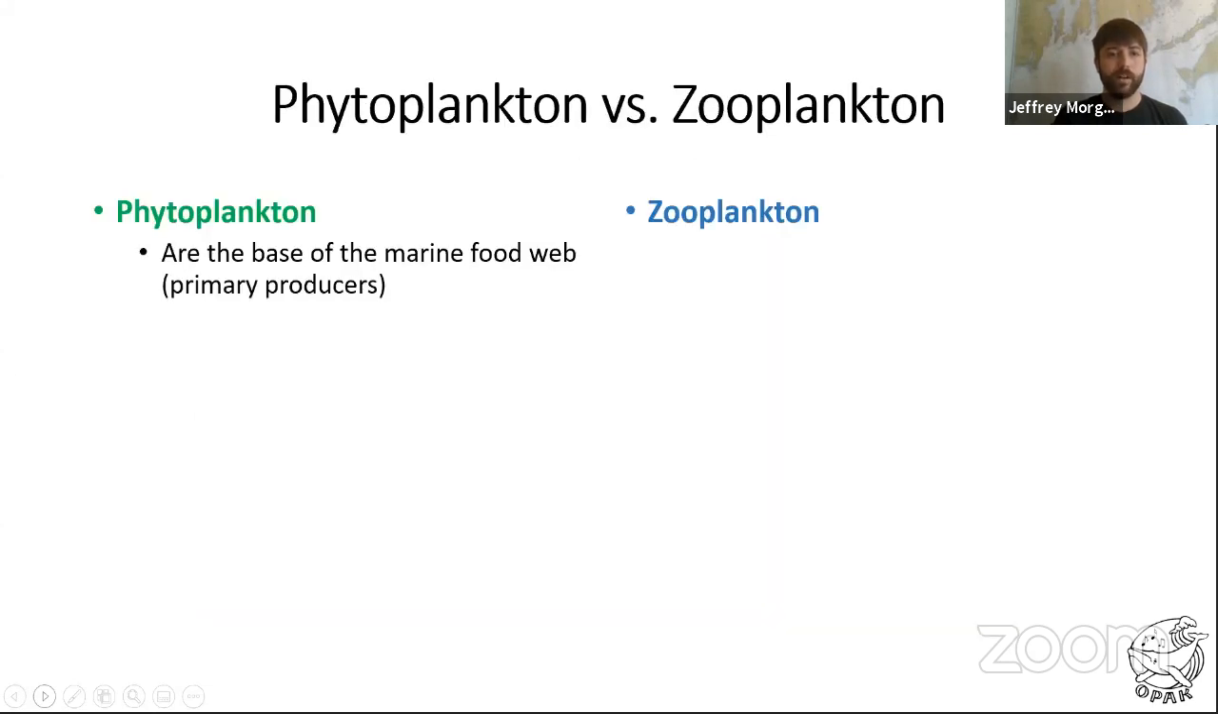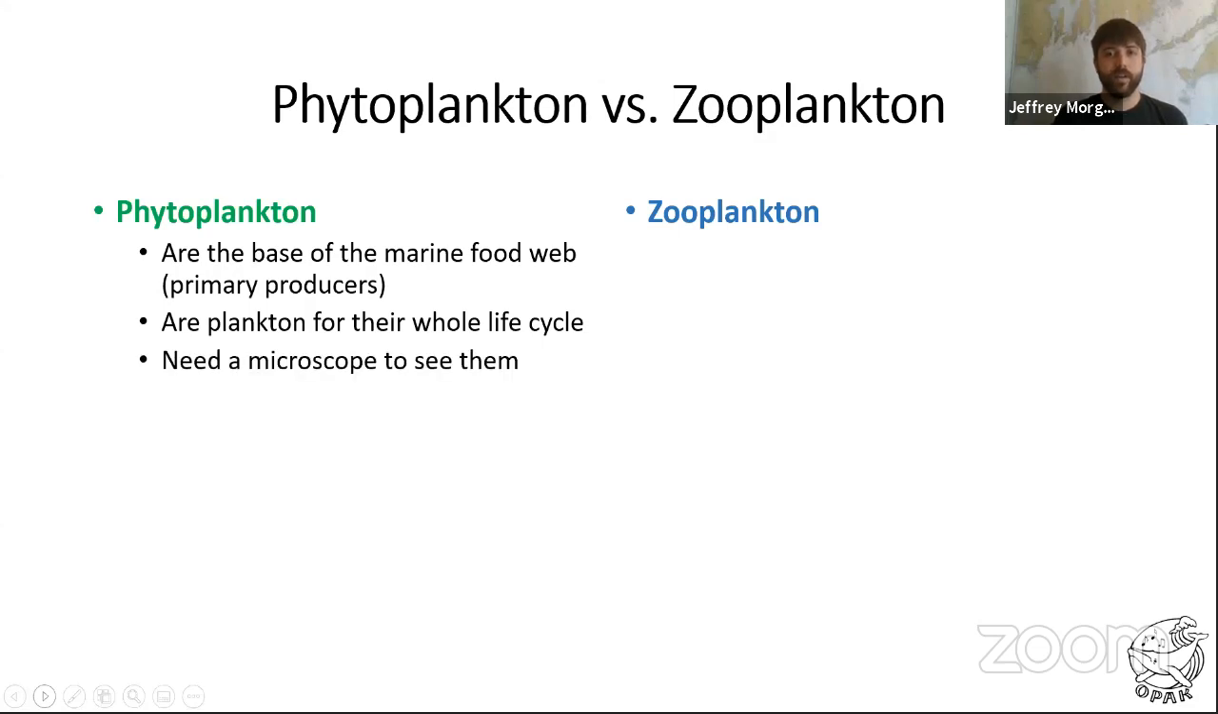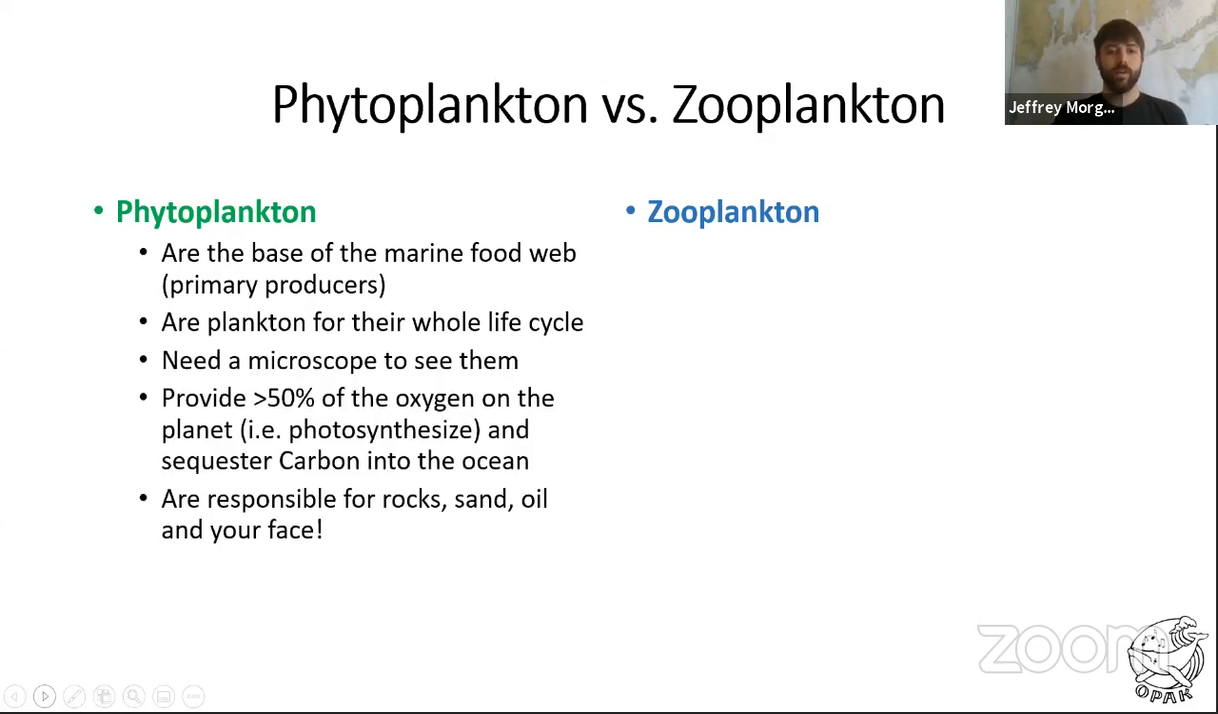So phytoplankton are the base of our marine food web. We call them primary producers. Without phytoplankton, we wouldn't have the oxygen that we breathe. The entire ocean really wouldn't thrive. Our entire globe wouldn't thrive. Phytoplankton do spend their entire life cycle as plankton. We definitely need a microscope to see them. And they provide more than half the oxygen that we breathe. So every other breath that you take is thankful to these little tiny photosynthetic creatures.